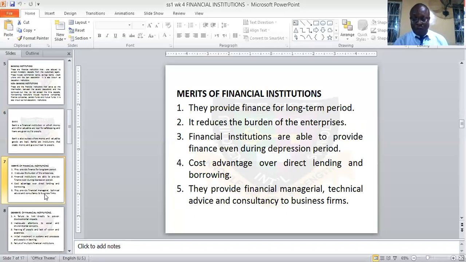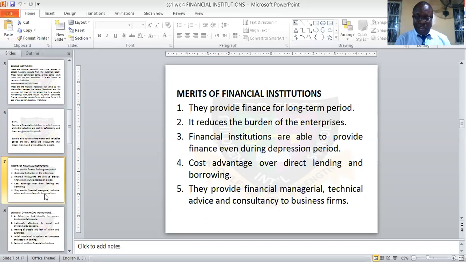If you are in need of a loan that you can pay over a long period of time, after 1 year, not short term (short term is within 1 year), they provide that. So you pay this loan for a long period of time. Then they also reduce what is called the burden on the enterprises, on the business. They make sure that they reduce the burden for the business enterprises.